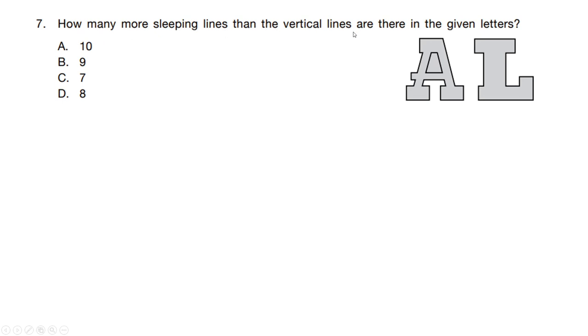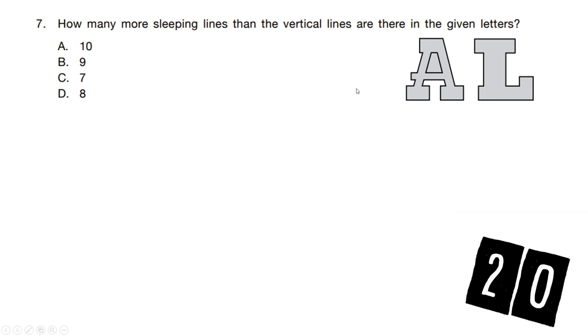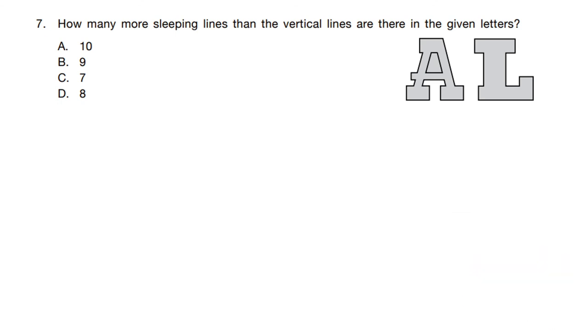How many more sleeping lines than vertical lines are in the given letters? Now this needs you to mark the lines carefully. Well, let's take a look at the answer here. Let's first find the sleeping lines. Now, the sleeping lines are these lines. So, there is 1, there is 2 here, 3, 4, 5, 6, 7. See, this is cut in between, so we cannot count it as 1. Then there is 8, 9, 10, 11, 12 and 13. So, 13 in A and 1, 2, 3, 4, 5, 6, 7 in L. So in all there are 20 sleeping lines.